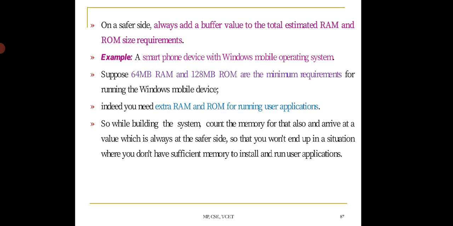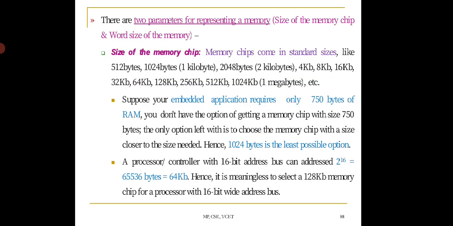Example, a smartphone device with a Windows mobile operating system. Suppose 64 MB RAM and 128 MB ROM are the minimum requirements for running the Windows mobile device. Indeed, you need extra RAM and ROM for running user applications. So, while building the system, count the memory for that also, and arrive at a value which is always on the safer side, so that you won't end up in a situation where you don't have sufficient memory to install and run user applications.